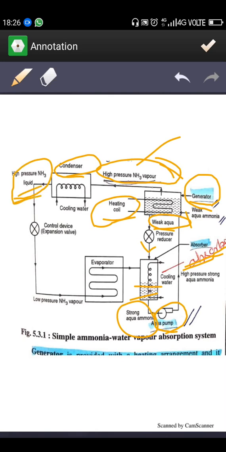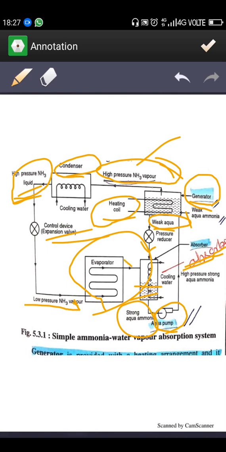This high pressure liquid passes through the expansion valve, and when it comes to the evaporator, it suffers pressure drop, and because of this pressure drop its temperature also drops. And due to the drop in temperature, when this comes in evaporator, it absorbs heat from the evaporator and phase change occurs. Means this low pressure NH3 liquid when it comes in evaporator changes its phase, and this liquid becomes vapor.